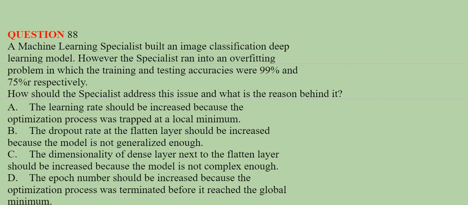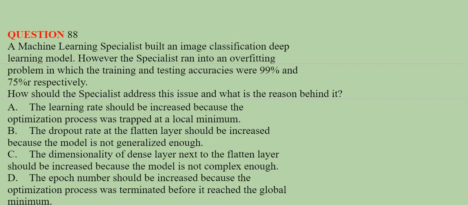Option A: The learning rate should be increased because the optimization process was trapped at a local minimum. Option B: The dropout rate at the flattened layer should be increased because the model is not generalized enough.